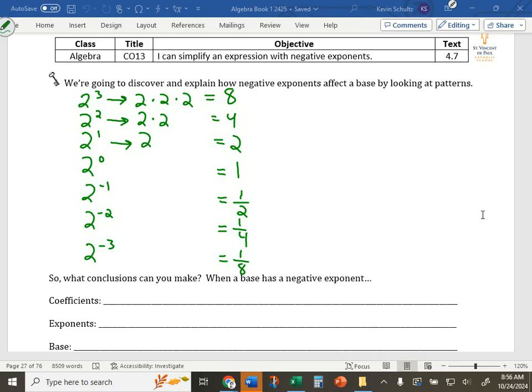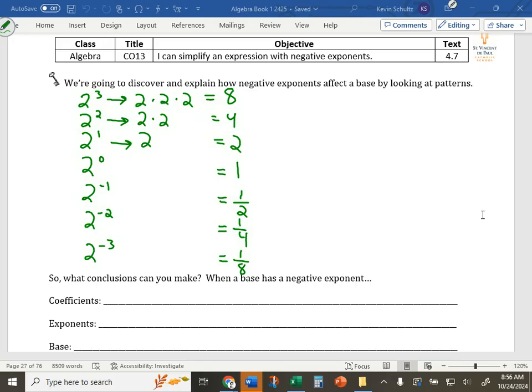Notice the connection between 2 cubed, which was 8, and 2 to the negative third, which is 1/8. 2 squared is 4. 2 to the negative second power is 1/4. 2 to the first is 2, to the negative first is 1/2. Essentially, what are you seeing going on here when you've got a negative power? Claire? If it was positive, you're using the number with the outcome as a denominator.